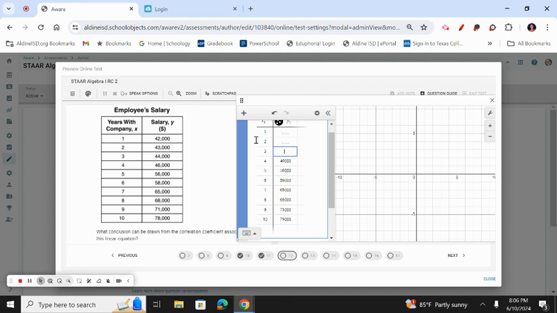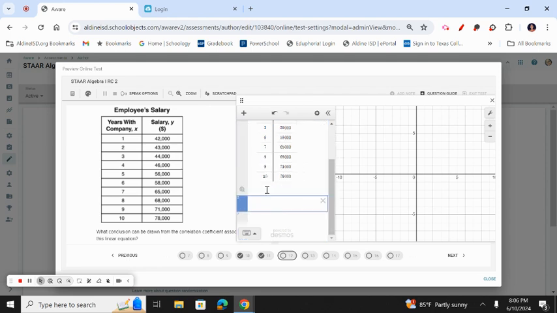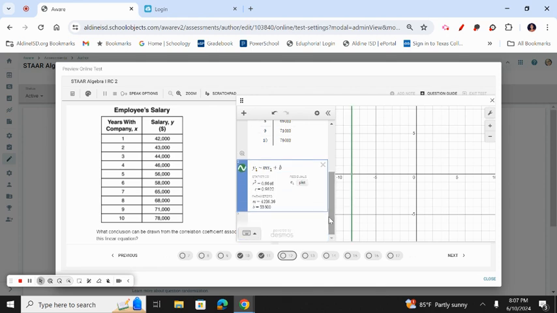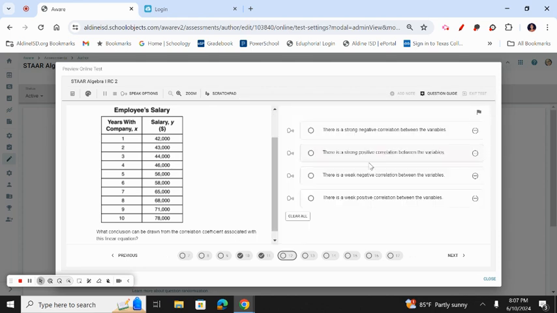46, 44, 43, 42. Then y1 squiggly mx1 plus b. You're looking at r. The r is 0.98. That's a strong positive correlation.